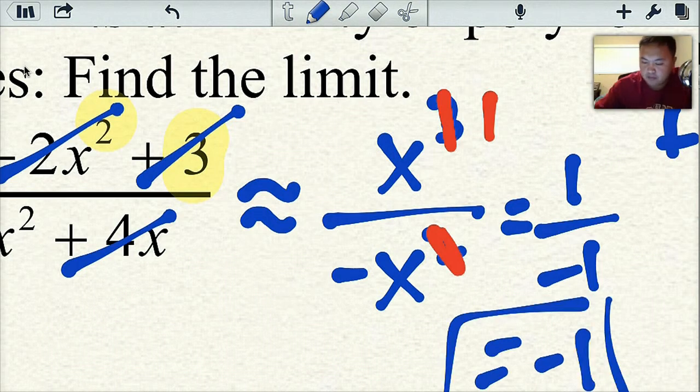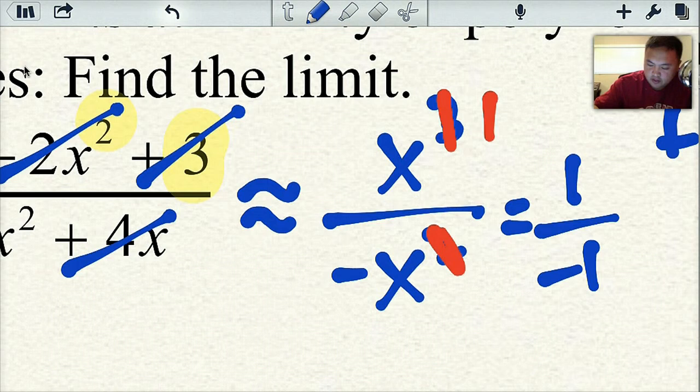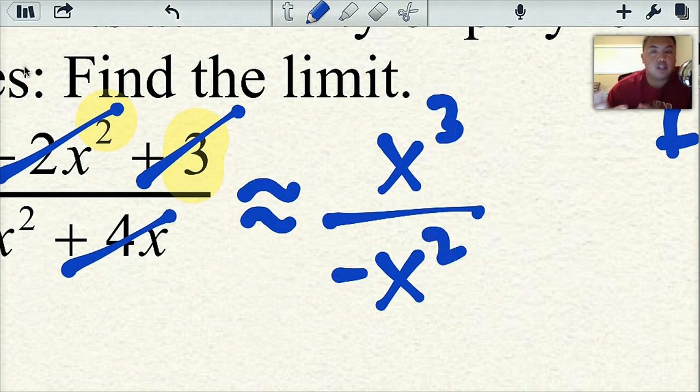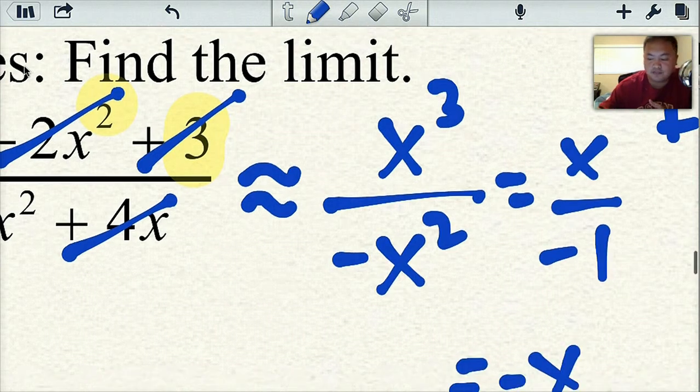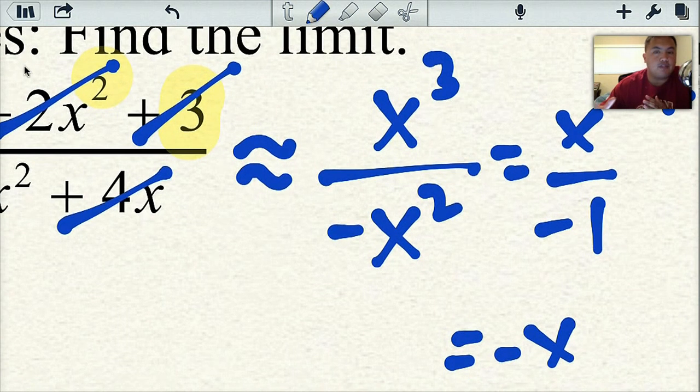Oh, wait. Let's start that over. I have 2 x's on the bottom that cancel with 2 on top, so it leaves me with an x over negative 1. So my answer is negative x. Okay, negative x. I'm not done yet because I have to find the limit.